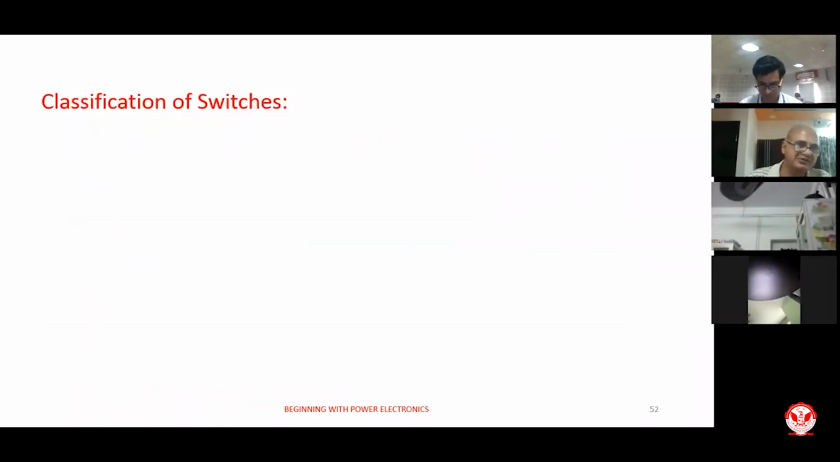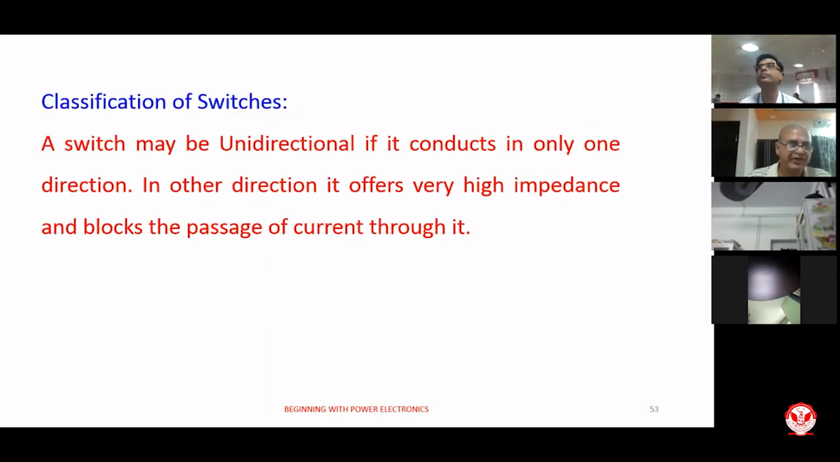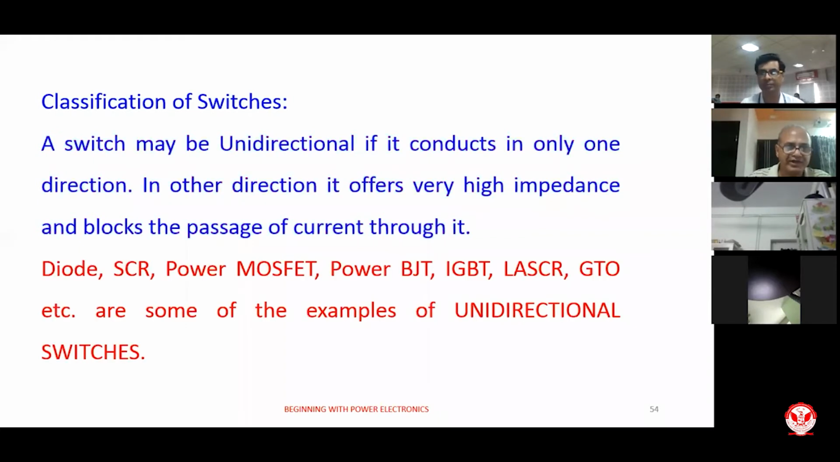Okay, classification of switches now, depending on whether it conducts in one direction or the other direction. A switch may be unidirectional. It conducts in only one direction. In the other direction, it offers very high impedance and blocks the passage of current through it, like a diode. So a diode is unidirectional. There are some other examples: diode, silicon controlled rectifier, power MOSFET, IGBT, light activated SCR, GTO, etc. These are some of the examples of a unidirectional switch.